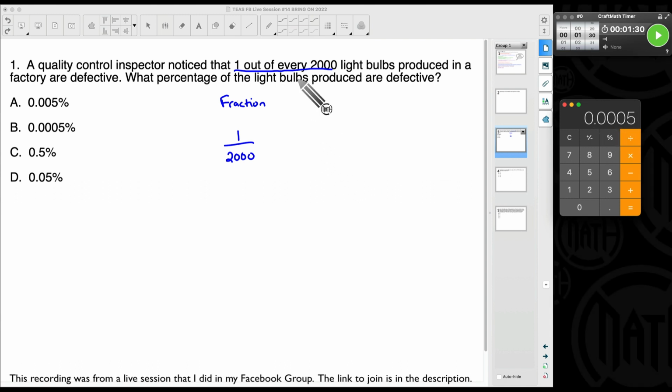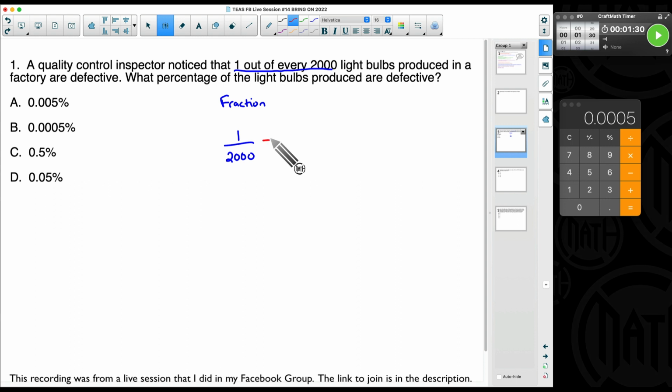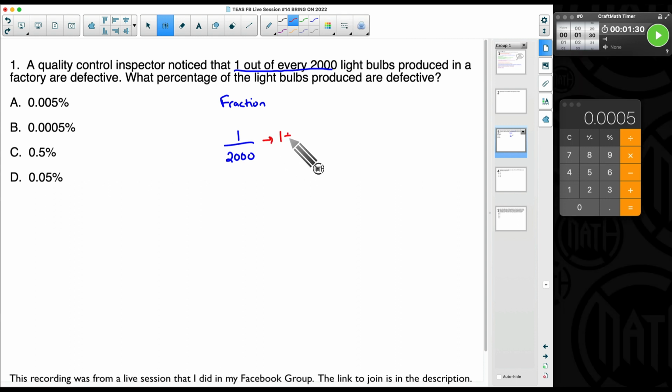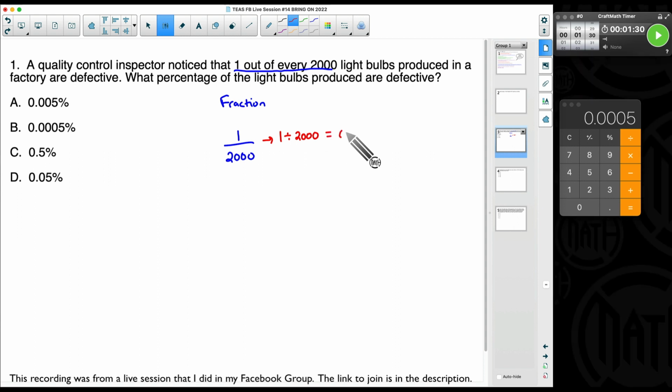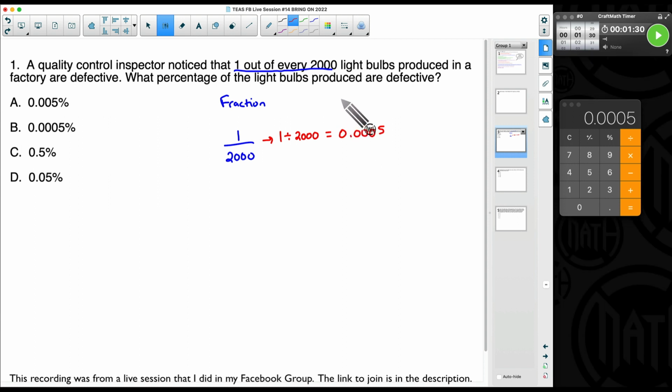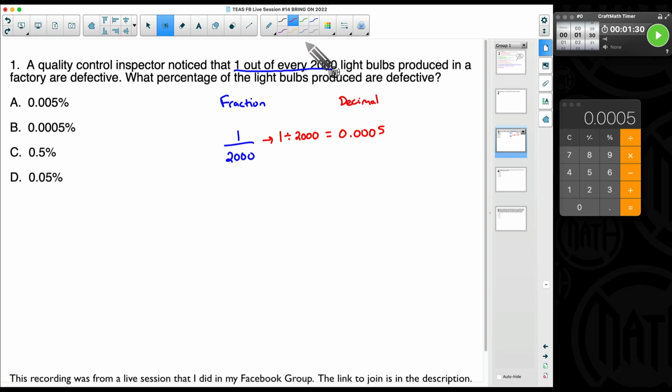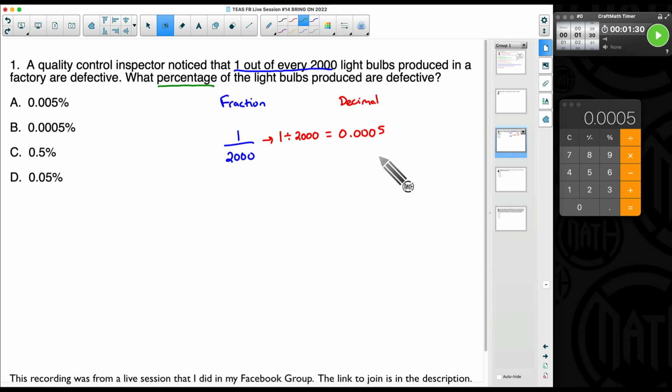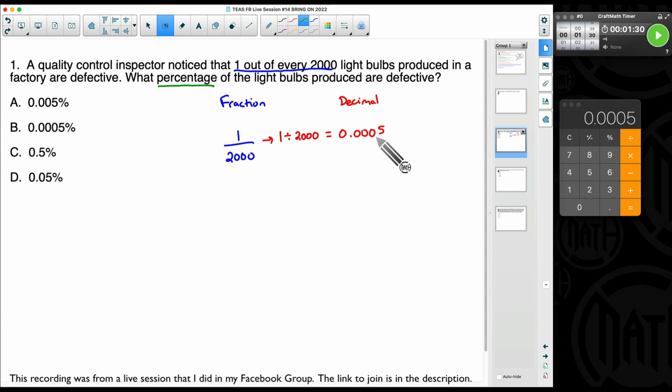0.0005, a lot of zeros. And again, what I did there is I took 1 divided by 2,000, and this is going to be 0.0005. But all this is, is our decimal. Yet we want to find a percentage. We have this decimal 0.0005. You have to convert that decimal to a percent.